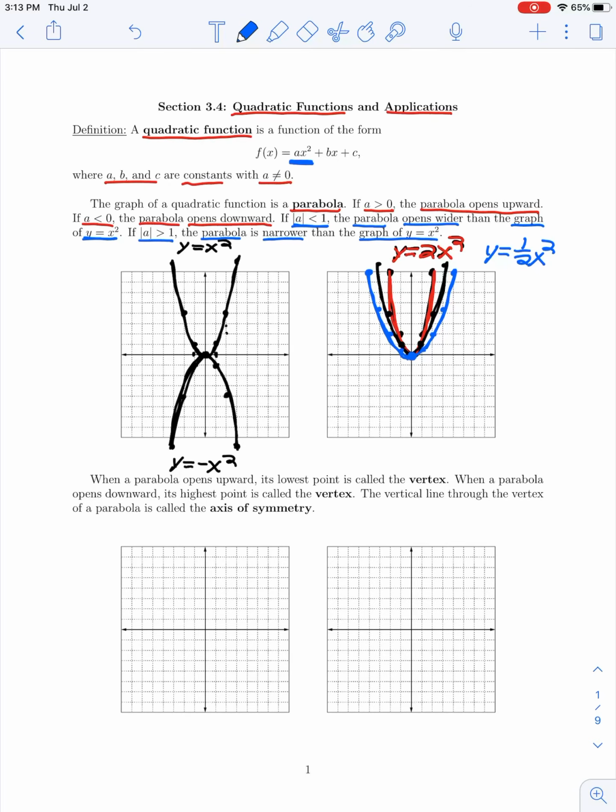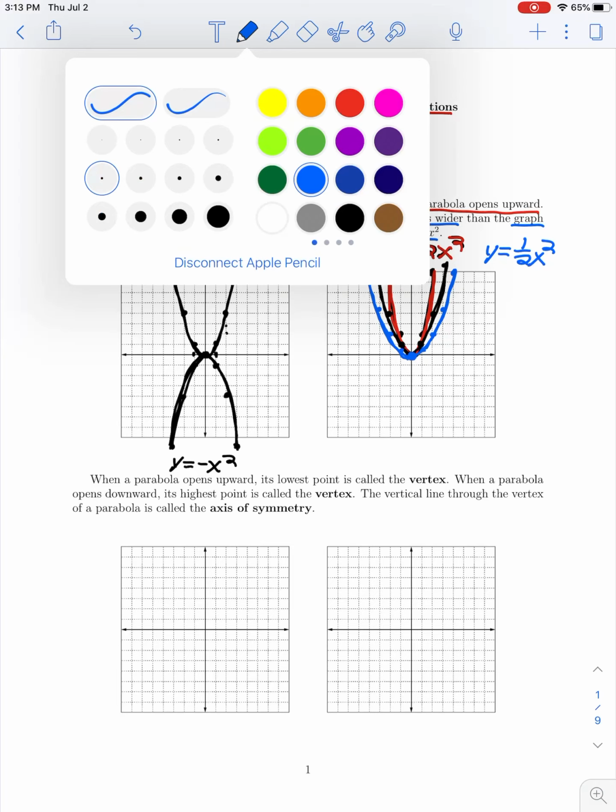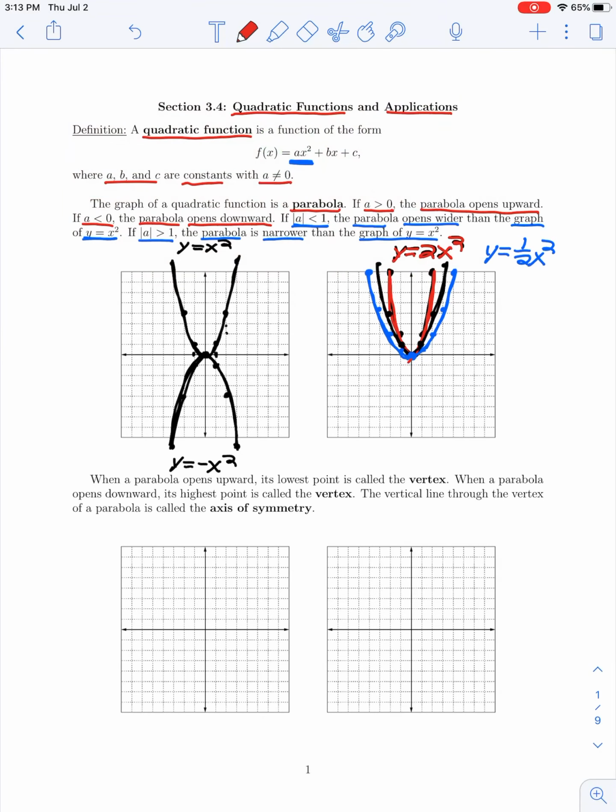And if we were to take, say, negative 2x squared, we would have a parabola opening downward instead of upward. So if we were to take, say, y is negative 2x squared, or y is negative 1/2 x squared, we would have the same sort of parabolas, but opening in a downward direction instead of the upward direction. Okay.